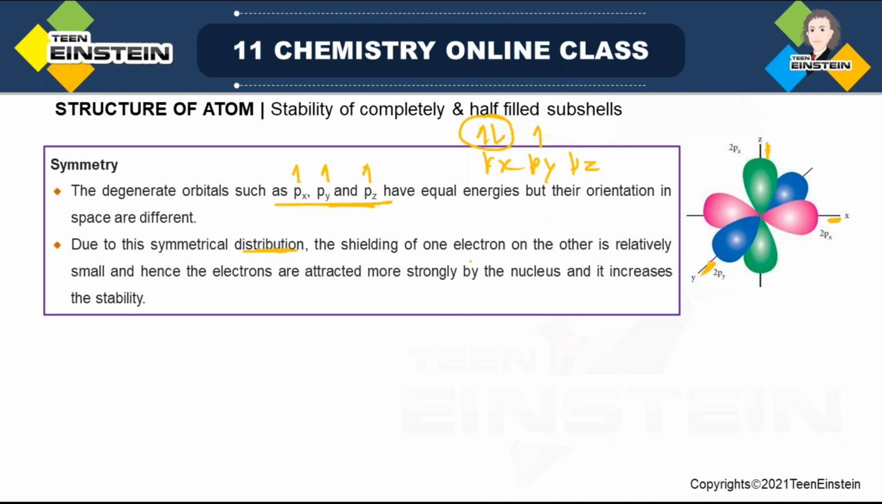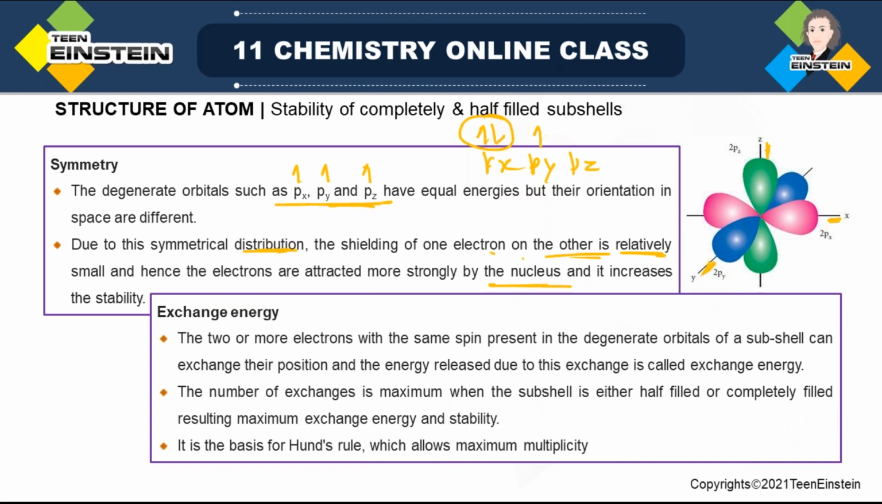So as a result, what will happen? The shielding of one electron on the other electron is relatively small, because they are not placed in the same orientation. As a result, they will feel more attraction from the nucleus, and stability will increase. So this is the first reason.